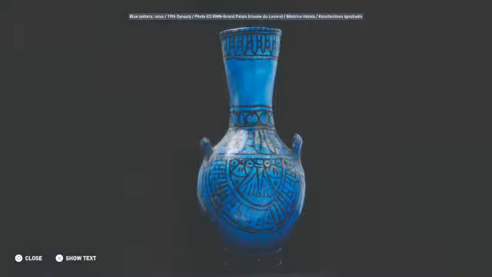In real life. 19th Dynasty, photo credit goes to RMN, Grand Palais, Beatrice Hatala.